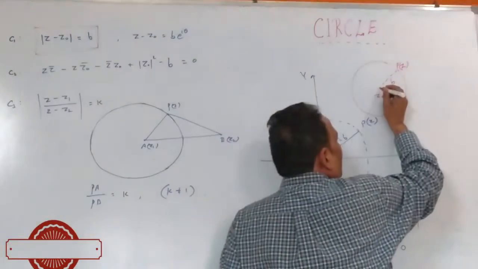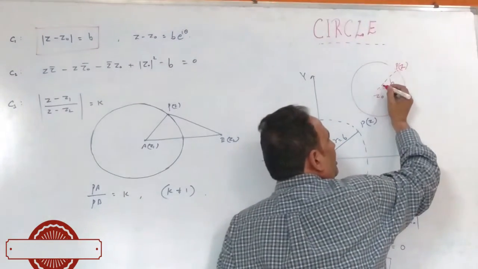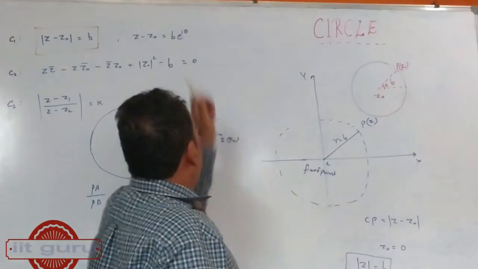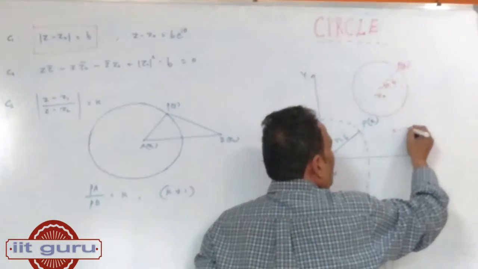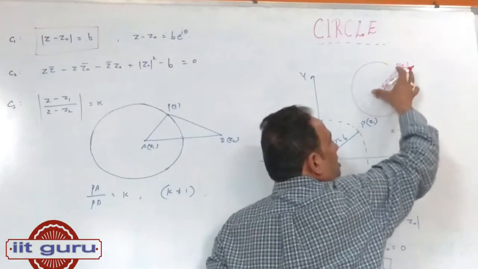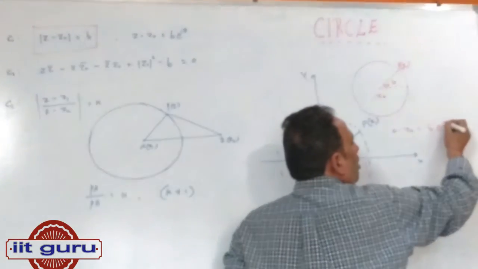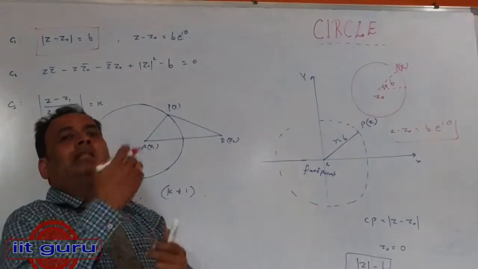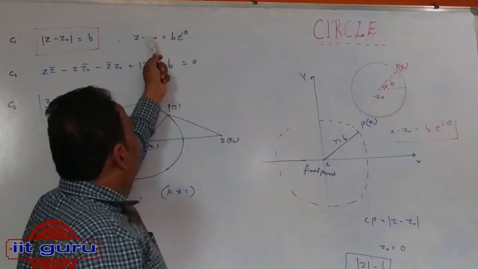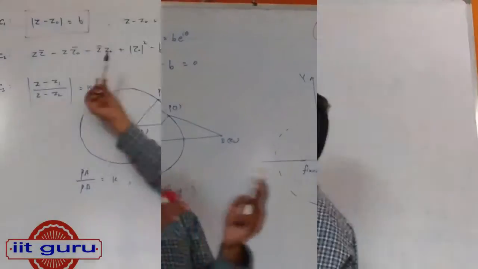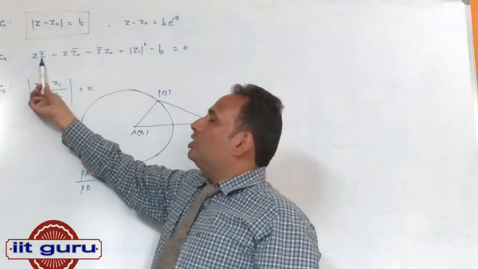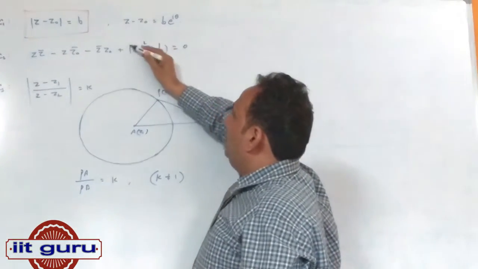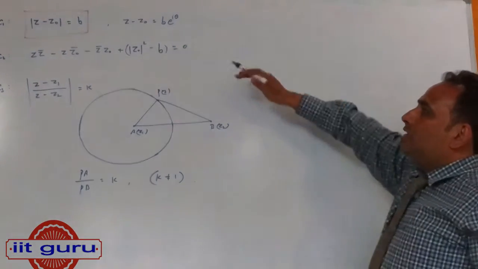Here, parallel to the x-axis, the real axis, let the angle be theta. If the argument of Z minus Z0 is theta, and the magnitude is B, then Z minus Z0 is equal to B e power iota theta. This is also an equation of the circle, which in coordinate geometry we call the parametric form. If you explore this, you will find it analogous to x square plus y square plus 2gx plus 2fy plus c equal to 0. Later on we will show how this comes. Let's see.